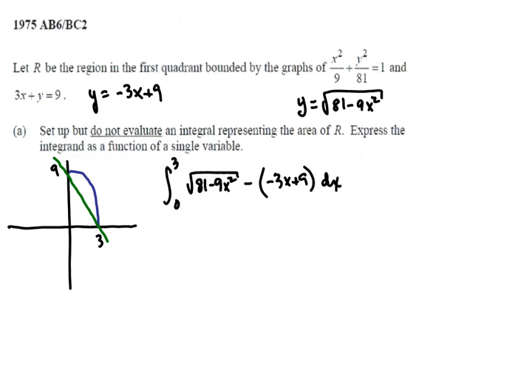You don't have to simplify. It says set up but do not evaluate. They don't care about simplifications at that point. You've got all the pieces there. You need to have the integration symbol, you need to have your limits correct, you need to have the two functions correct with a minus sign in between, and you need to have the dx. If you have all of those pieces there, you have full credit for that part. Alright, that's for part A.